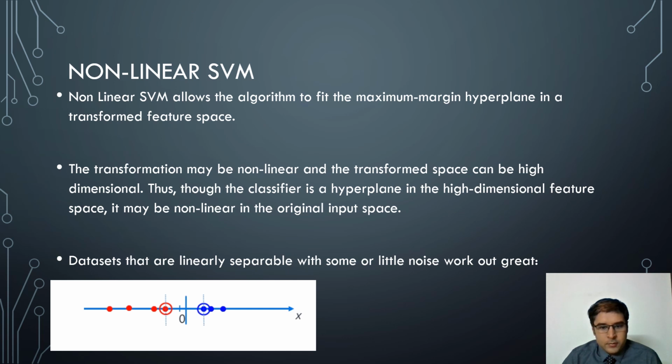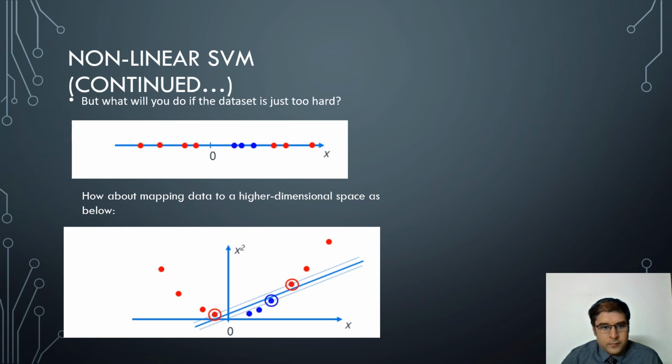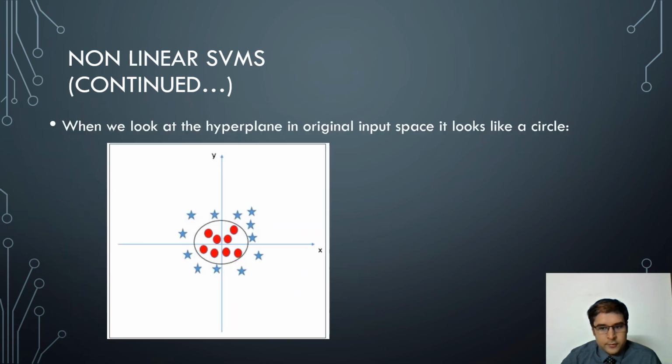Datasets that are linearly separable with some or little noise work out great. But what will we do if the dataset is just too hard or has too much noise? How about mapping data to a higher dimensional space as below? So if you map this input data to a higher dimensional space as shown in the diagram below, we have mapped this into this, which is a higher dimensional space. So all the data points are determined by this, and then we can draw the hyperplane like this that will classify the data. So when we look at the hyperplane in the original input space, it looks like a circle, which is a non-linear case.